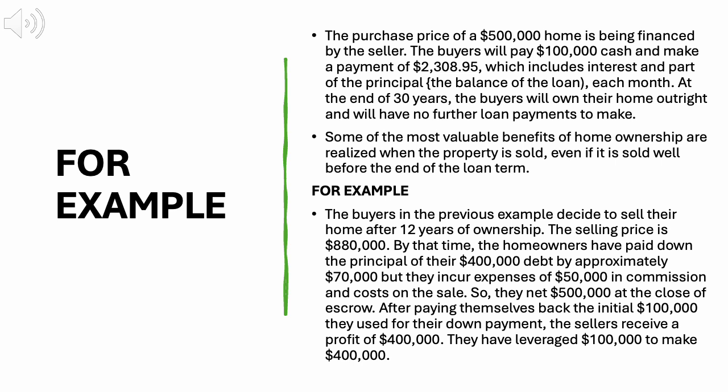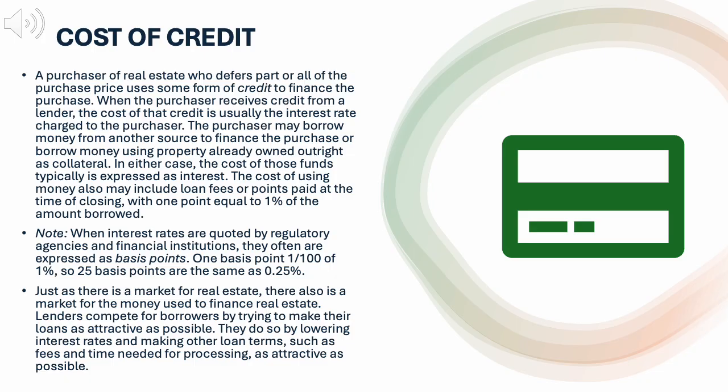After paying themselves back the initial $100,000 they used for their down payment, the sellers receive a profit of $400,000. They have leveraged $100,000 to make $400,000. Cost of credit. A purchaser of real estate who defers part or all of the purchase price uses some form of credit to finance the purchase. When the purchaser receives credit from a lender, the cost of that credit is usually the interest rate charged to the purchaser.